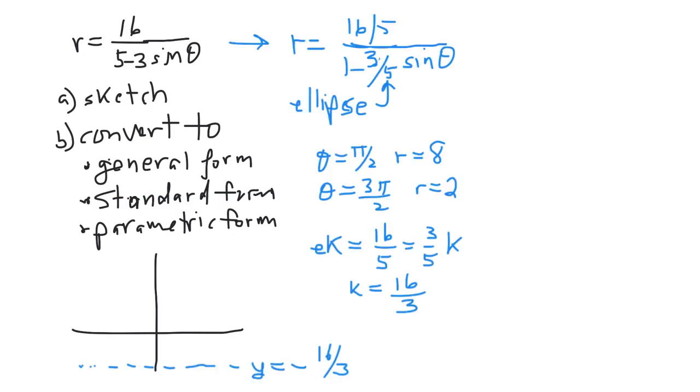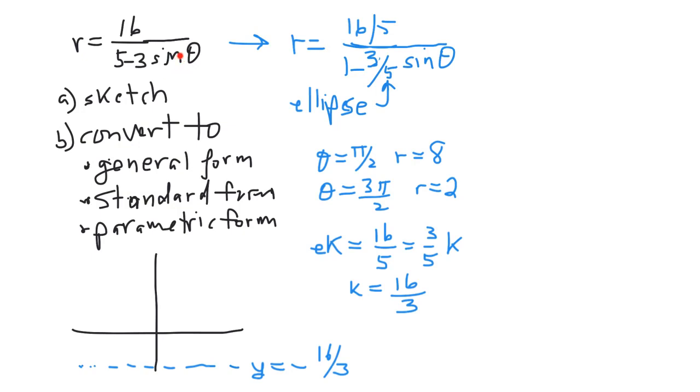Well, the first thing I've done is I've taken my equation and I've divided it through by 5. I need to have that 1 right there. That's what needs to be there in the standard form of a polar equation. Now I can see that my eccentricity is a fraction 3/5, so I know it's an ellipse. I see the minus sign, so I know that the directrix will cross the minus y-axis.